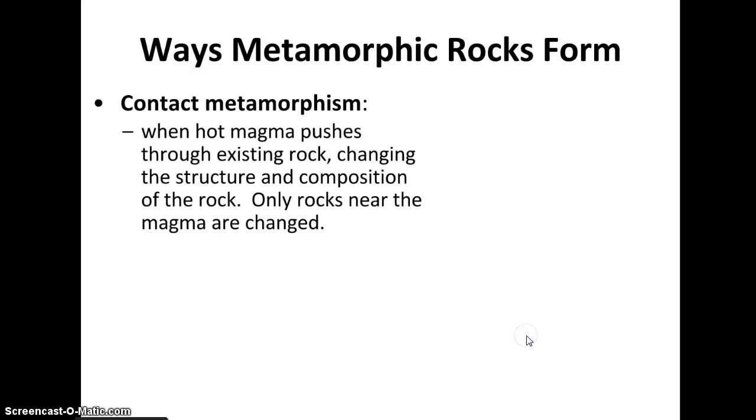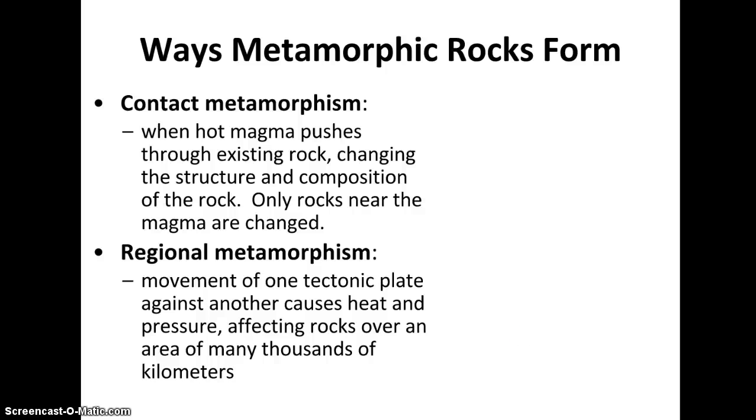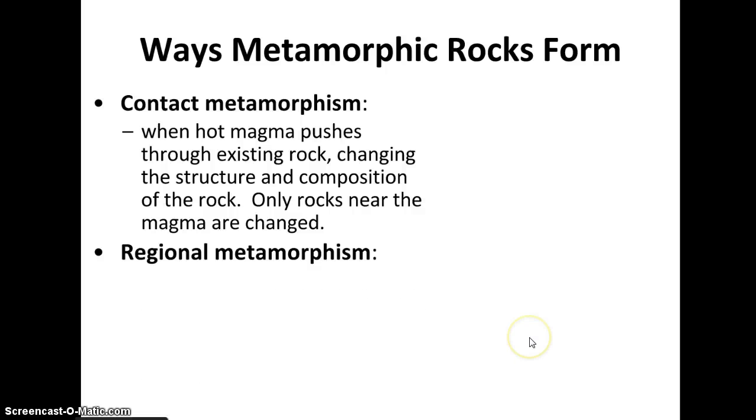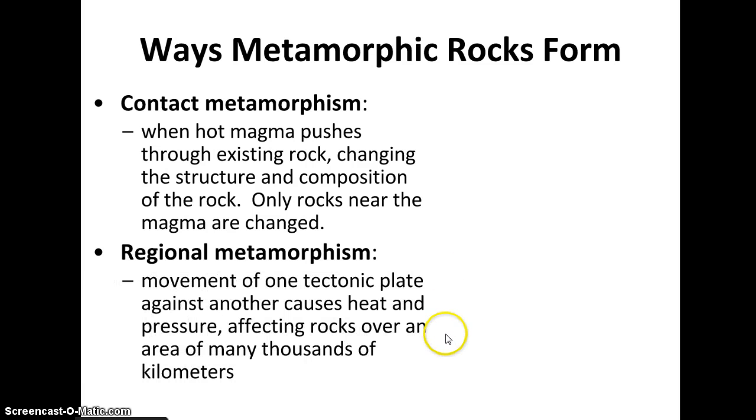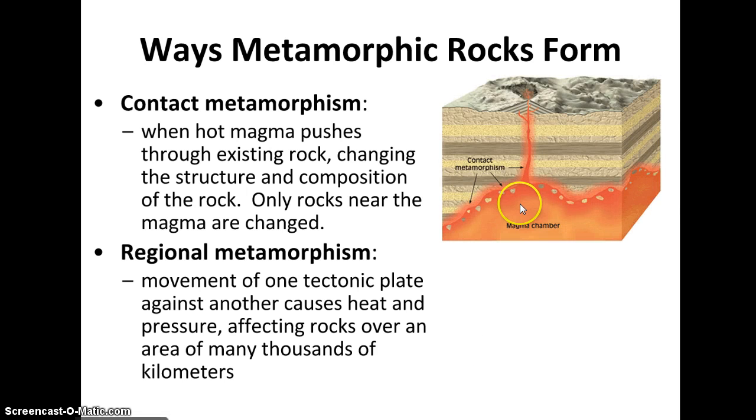Contact metamorphism is when hot magma pushes through rock that already exists and changes the structure but doesn't melt it. Only rock near the magma gets changed. Regional metamorphism happens when one plate moves against another, creates heat and pressure, and affects the rock over that area, over many thousands of kilometers.